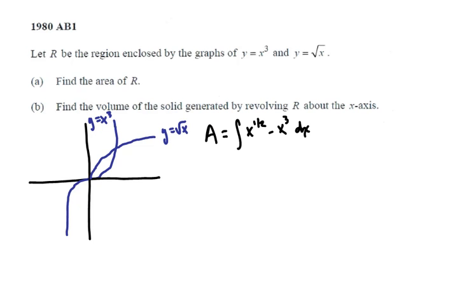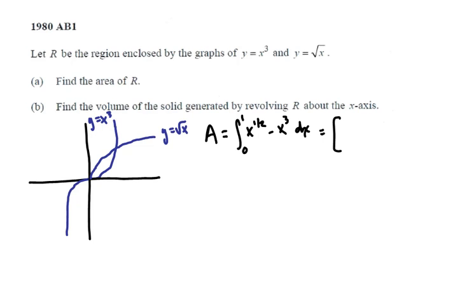Now we do need to know where the points of intersection for those two curves are, and it should be pretty evident that they will only intersect at 0 and 1. And so those will be our two limits of integration. And so there's no simplifying necessary here, no u substitution necessary. We can go ahead and find the antiderivatives.